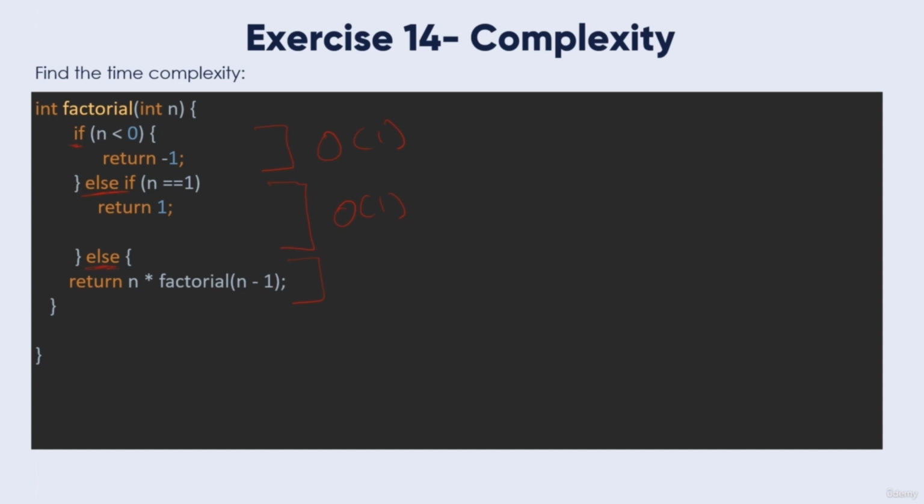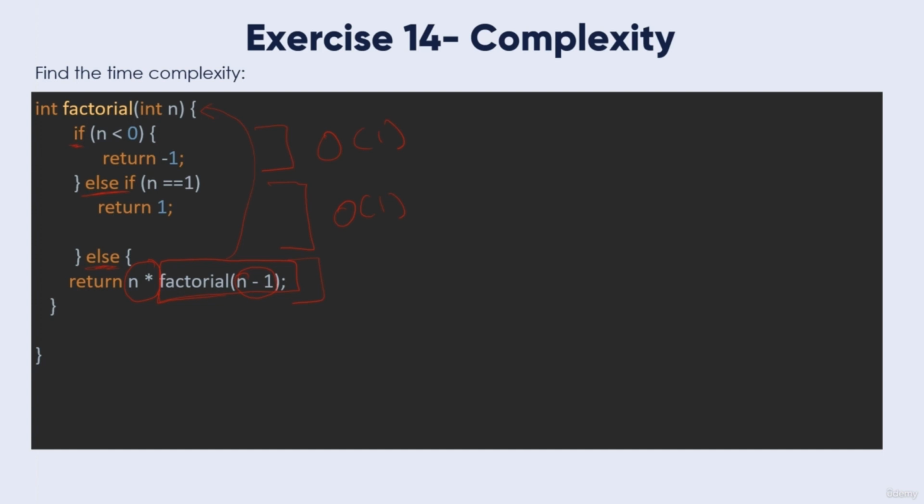Else, return n times factorial n minus 1. This is a straight recursion. We will learn about recursion in the next videos, so don't worry. This is the recursion: the calling of the function again, going up here and calling the function again and again. But here we are passing n minus 1. So every time it is decreased by 1. And here it is n times factorial n minus 1.